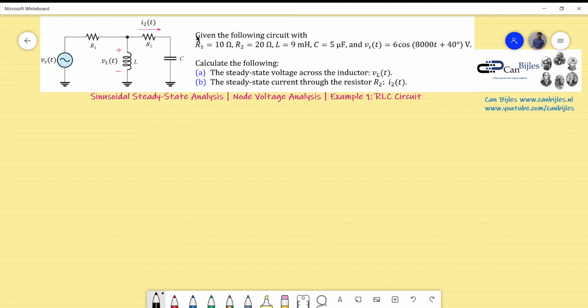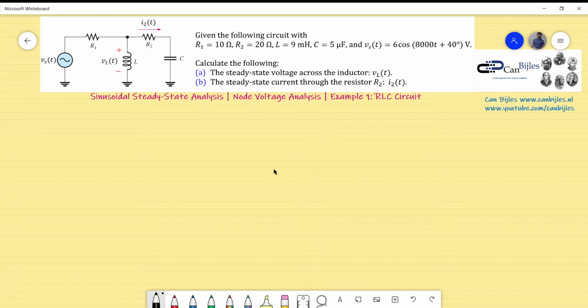What is given? We have the following circuit with R1, R2, L and the capacitor C. These are the values. And we have the voltage source Vs, which is given in the time domain as shown here. We would like to calculate the steady-state voltage across the inductor VL and the steady-state current through the resistor R2, which is I2, and all of them must be expressed in the time domain.